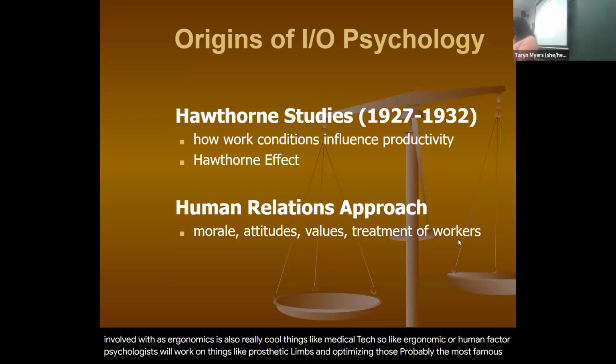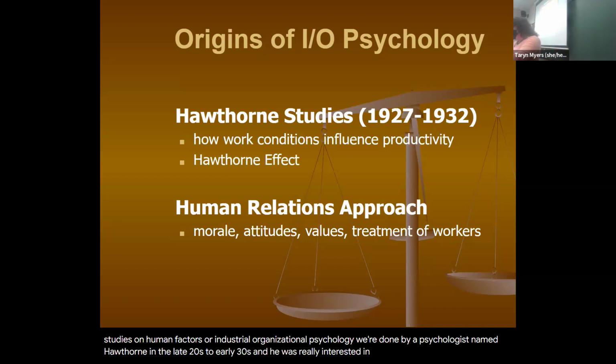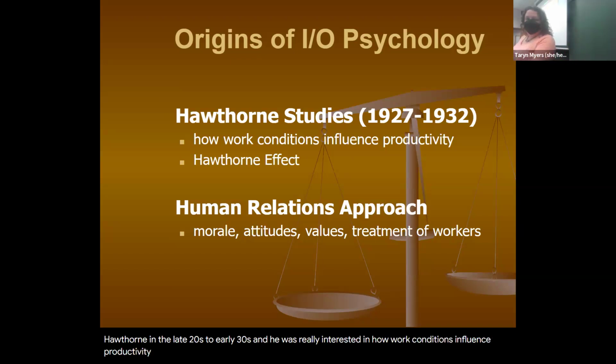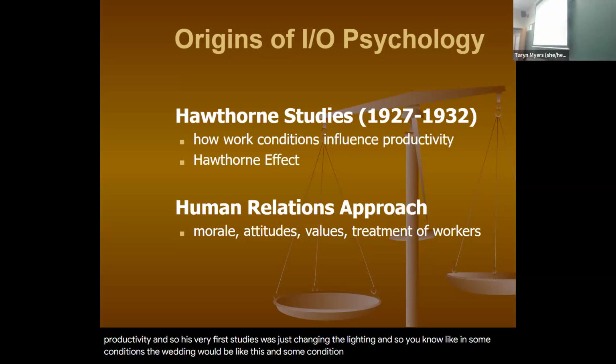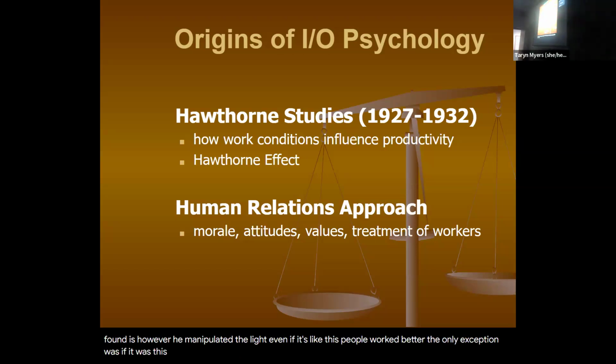Probably the most famous studies on human factors or industrial organizational psychology were done by a psychologist named Hawthorne in the late 20s to early 30s. And he was really interested in how work conditions influence productivity. So his very first studies were just changing the lighting. In some conditions, the lighting would be like this. In some conditions, the lighting would be like this. And what he found is that however he manipulated the lighting, people worked better. The only exception was if it was too dim to actually see.